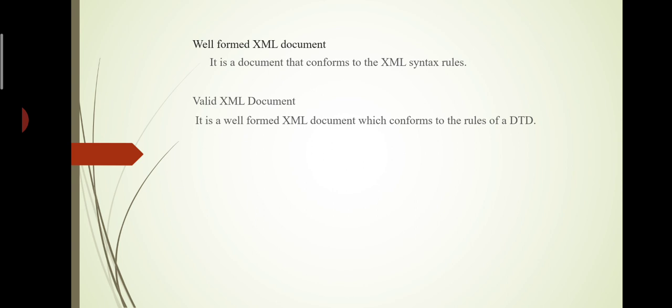Valid XML document. It is a well-formed XML document which conforms to the rules of a DTD. That is, it follows the well-formed rules, that is XML syntax rules. Also, it conforms to the rules of the DTD. Such types of documents are known as valid XML documents. Here DTD stands for document type definition.